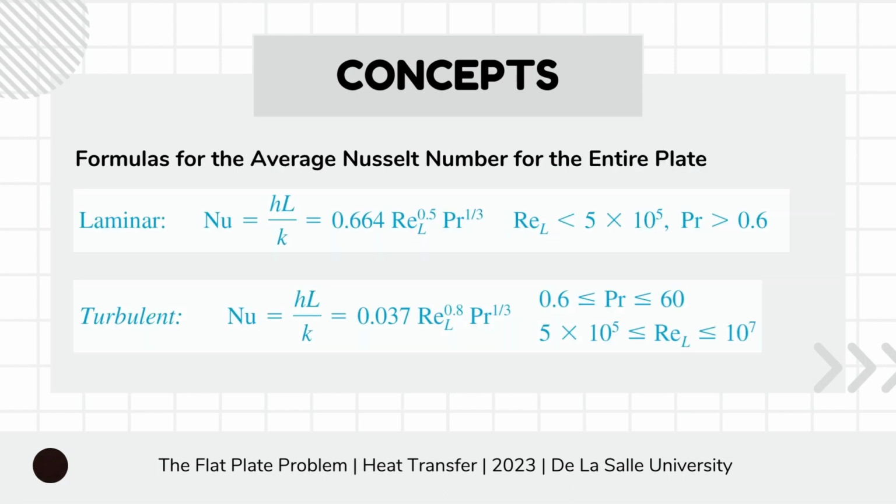And the second method to calculate the Nusselt number is to calculate the average Nusselt number for the entire plate. So there are also certain requirements for the range of the Reynolds number of the entire plate and the Prandtl number. For laminar flow, the Reynolds number must be less than 5 times 10 raised to 5, and the Prandtl number must be greater than 0.6. For turbulent flow, on the other hand, the Prandtl number must be within the range of 0.6 to 60, and the Reynolds number of the entire plate must be between 5 times 10 raised to 5 and 10 raised to 7. And once again, when looking at the equations for the Nusselt numbers, the coefficients and exponents change for each condition, whether they are laminar or not.